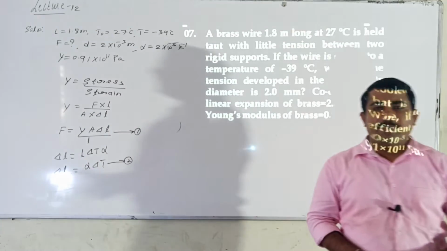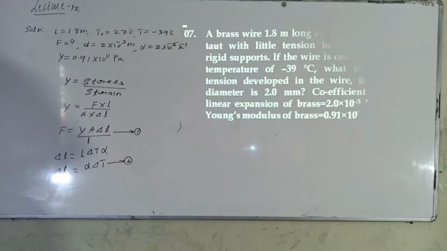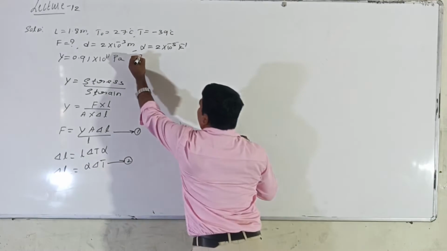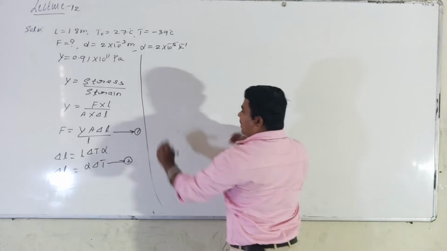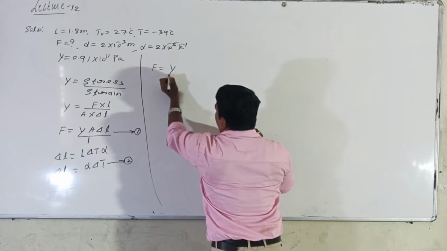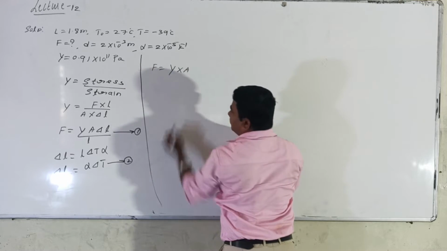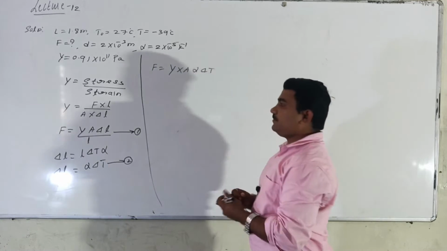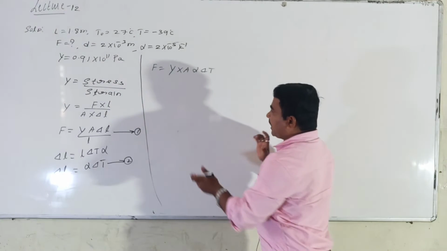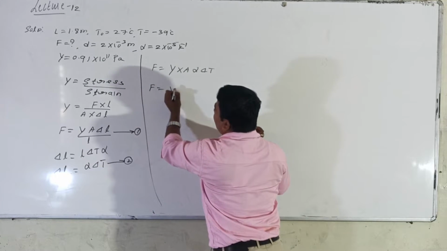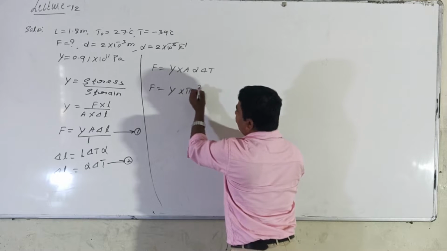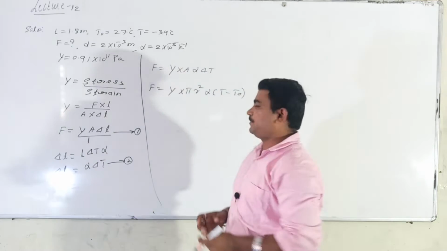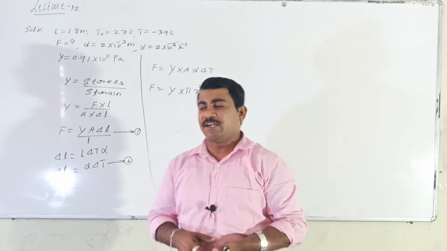Very simple, just put equation 2 in equation 1. You can solve it very easily. F is equal to Y, keep it the same, area also the same, and delta L by L is equal to alpha into delta T. The area of cross section of the wire is pi r squared. Delta T means final temperature minus initial temperature.